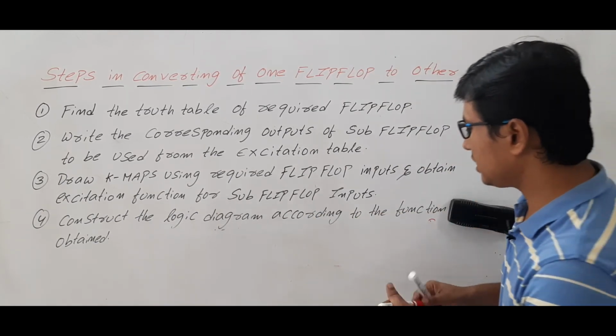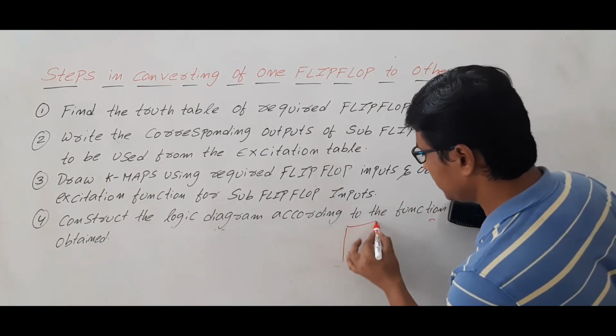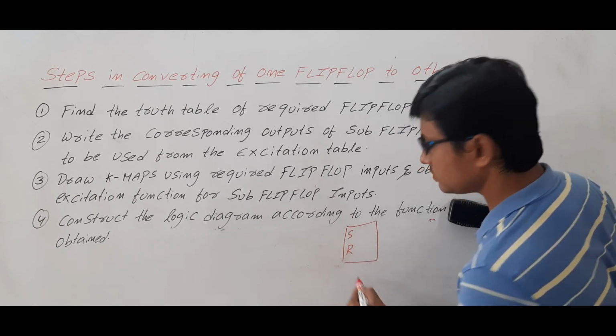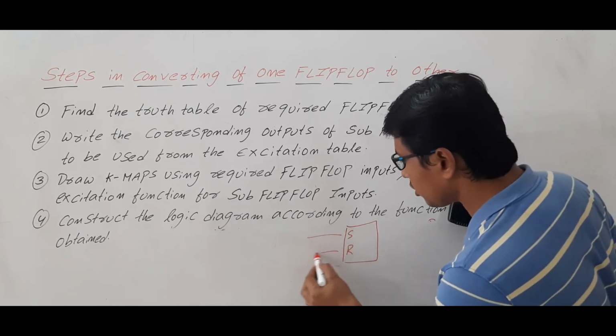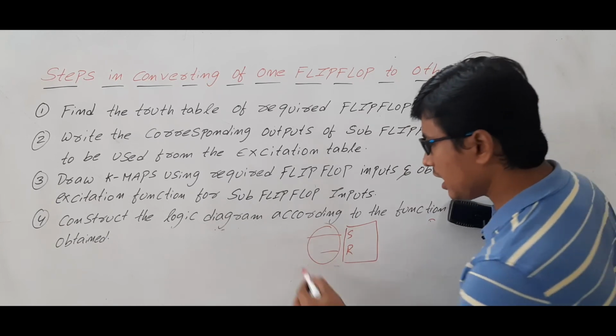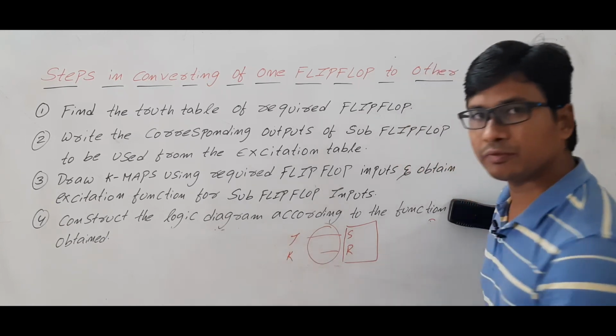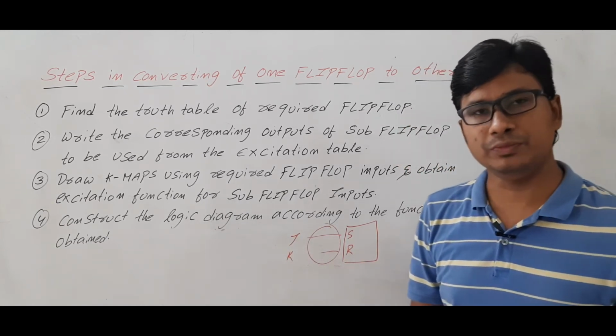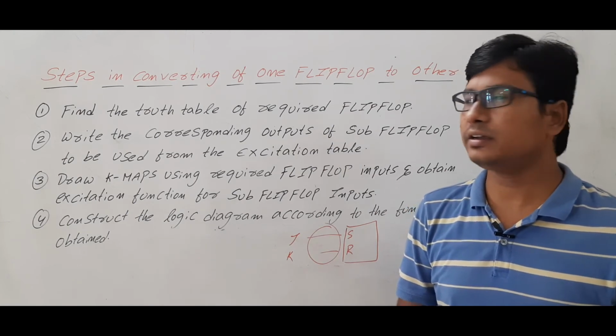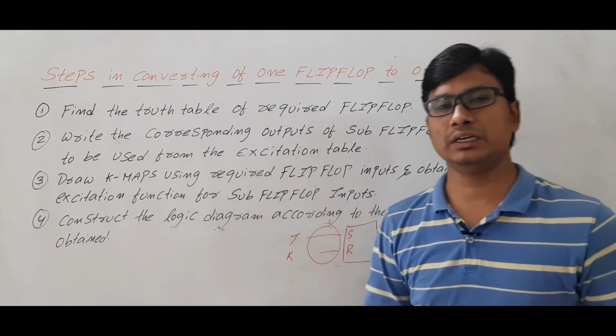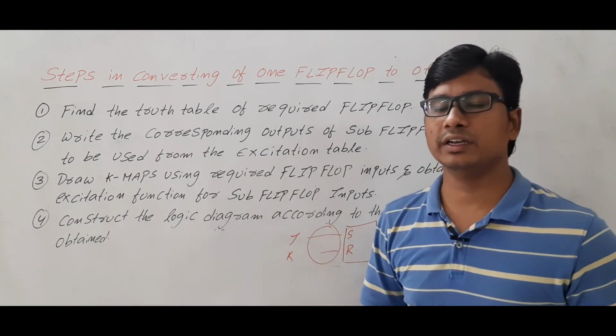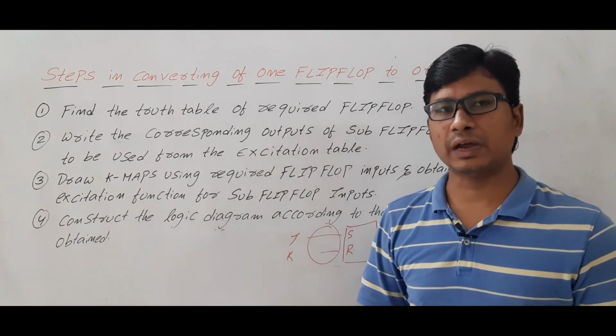So you will take the SR flip-flop, then you will use the combinational circuit here and you will make it into a JK flip-flop. That is your objective or goal. Am I right or wrong? So I hope you have understood the steps involved in converting one flip-flop to another flip-flop.